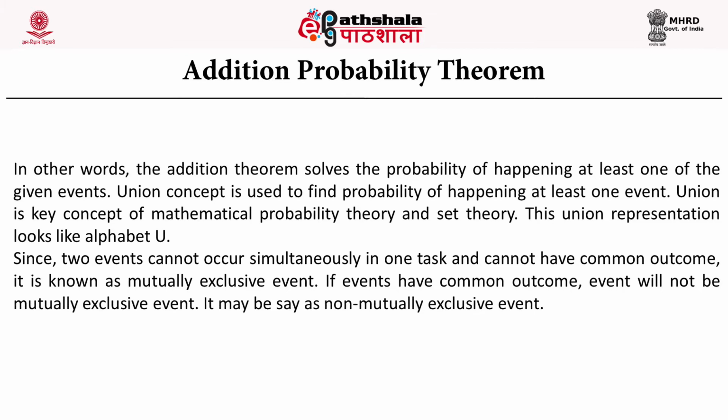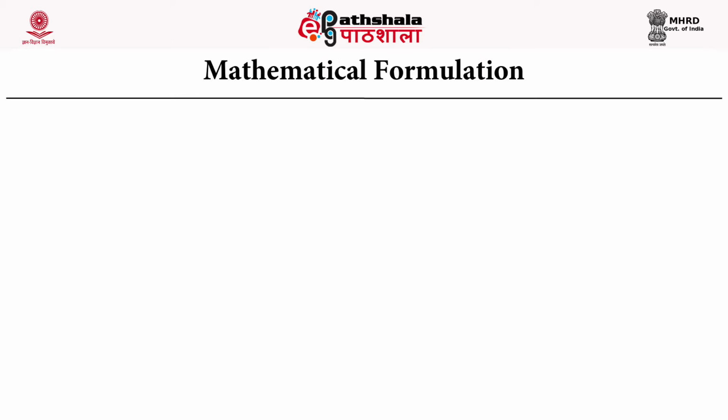Since two events that cannot occur simultaneously in one task and have no common outcomes are known as mutually exclusive events. If events have common outcomes, the events will not be mutually exclusive. They may be called non-mutually exclusive events.